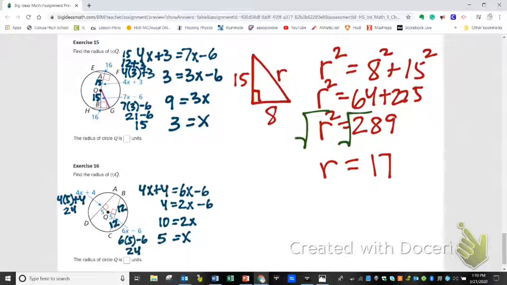And they want us to find the radius. And the radius is the distance from Q to B, or the distance from Q to any other point on the circle. So that leaves us with a right triangle that looks like this. And this is going to be the radius, and this is going to be 5, and this is going to be 12. So if we want to find the radius, it's the hypotenuse of the right triangle.